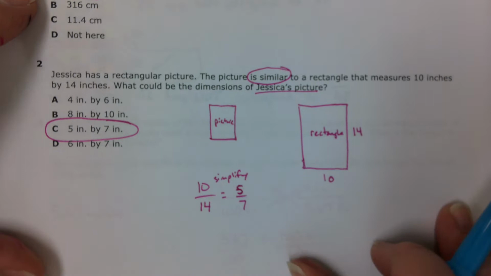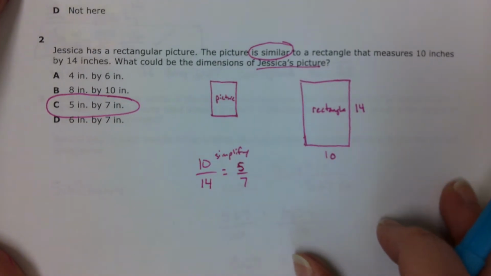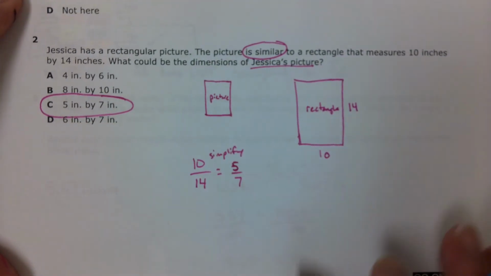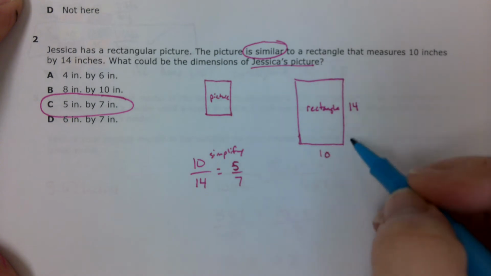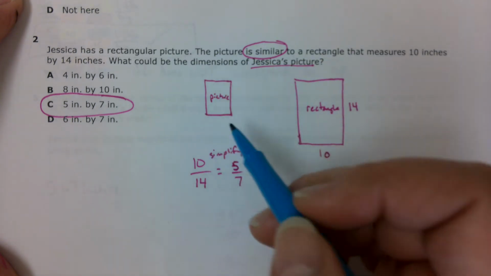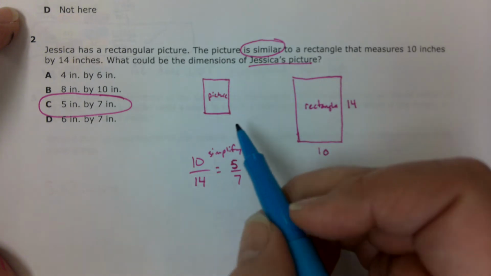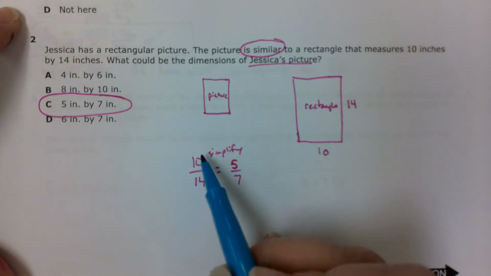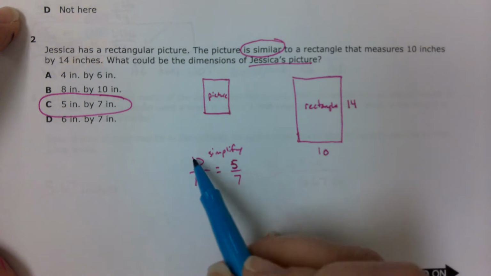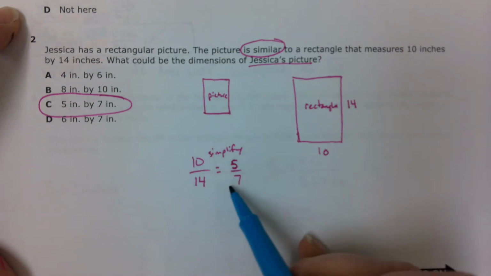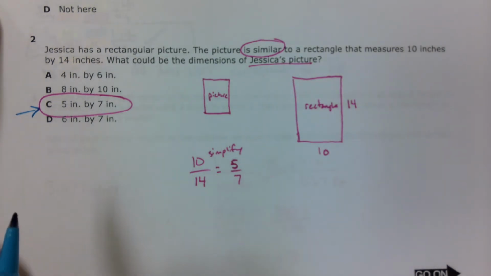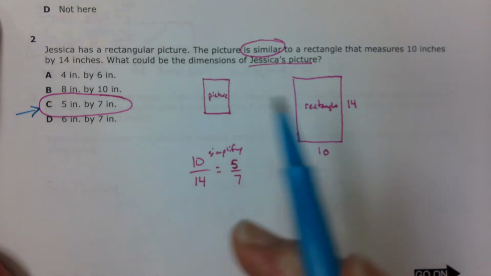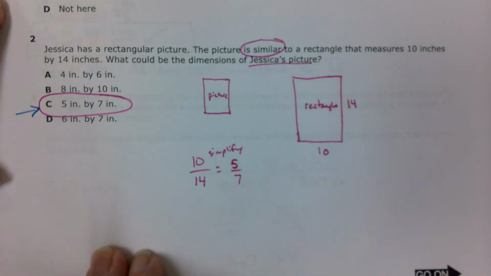Number 2, Jessica has a rectangular picture. The picture is similar to a rectangle that measures 10 inches by 14 inches. What could be the dimensions of Jessica's picture? So I've got the rectangle here, and it was 10 by 14, and we have her unknown picture. We don't know the dimensions. So first I took my rectangle I know, and I simplified 10 over 14 to 5 over 7. Once I simplified, it was really easy because that gave me the dimensions of the picture as an option. So number 2, you should have chosen C.